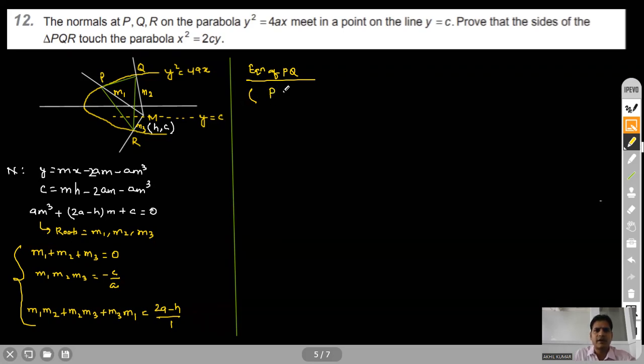What are the coordinates of P? The parabola is y^2 = 4ax, so it will be (am1^2, -2am1). We are assuming the slope to be m1. This will be the coordinates of P. And the coordinates of Q will be (am2^2, -2am2). So these will be the coordinates of P and Q.